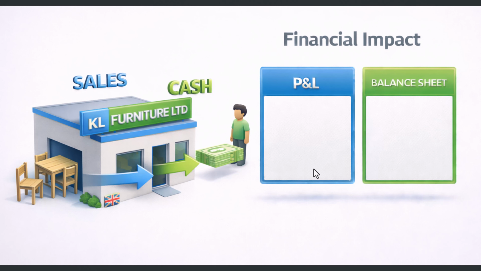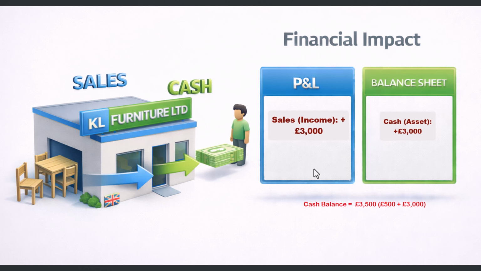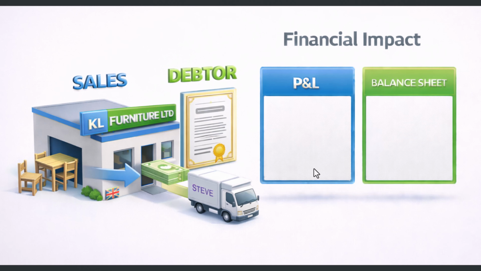Phase 4. Sales. Income generation. First sale. KL Furniture Limited sells furniture for $3,000 in cash. Ask the question. Money comes in. Was it earned? Yes. That is income. The result is sales income increases by $3,000. Cash increases to $3,500.